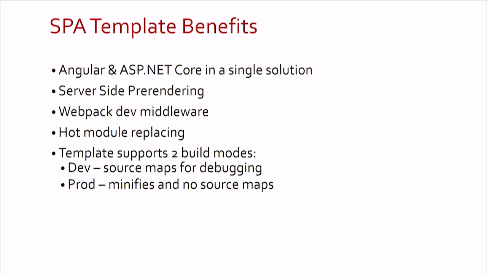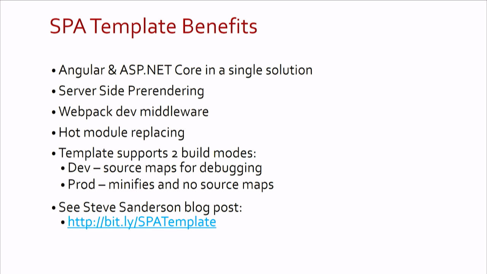One is dev-oriented, which makes sure that we have source maps that map our TypeScript source to our compiled JavaScript so that we can do debugging and integrate tightly with Chrome or Edge or Internet Explorer for debugging experiences. And we also have a production mode which leverages minification and also doesn't produce source maps to keep our deploy code as small as possible to make it efficient for downloading. You can learn a lot more about the SpaTemplate itself from a great post by Steve Sanderson, and I've included a short link here to allow you to go out to that site.